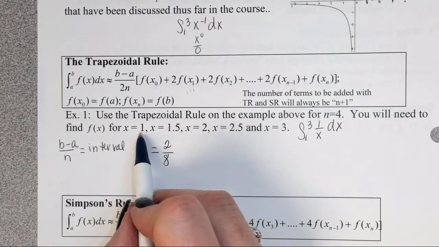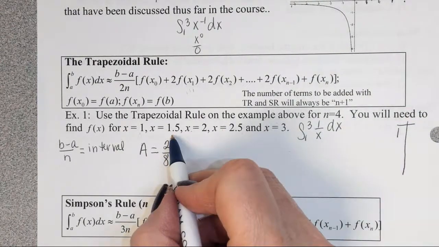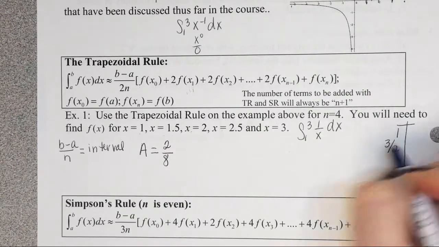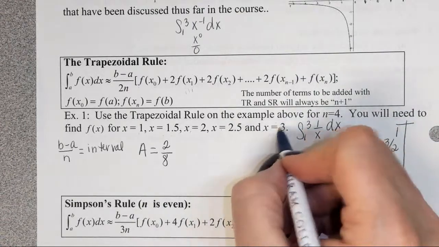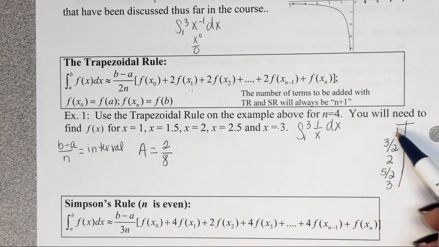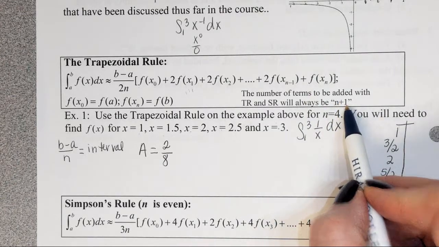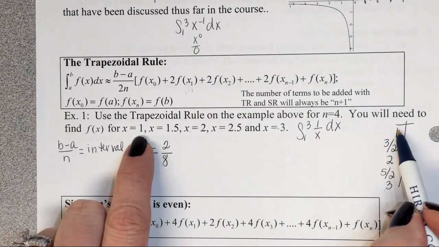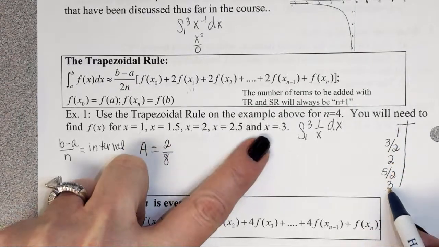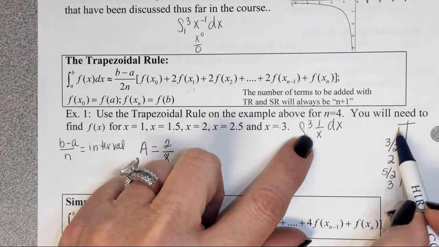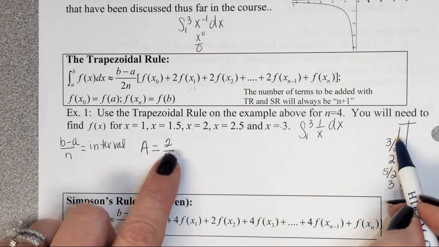So I'm going to have to know what these y values are. When I plug in 1, what do I get? When I plug in 1.5, when I plug in 2, when I plug in 2.5, when I plug in 3. See how that's going to give me 5 points? And remember I said you always have to have n plus 1? You always have to start here, then you add on a half, you add on a half, you add on a half, you add on a half, and you have to start with 1 and you have to end with 3. And now I have to plug these into my function.